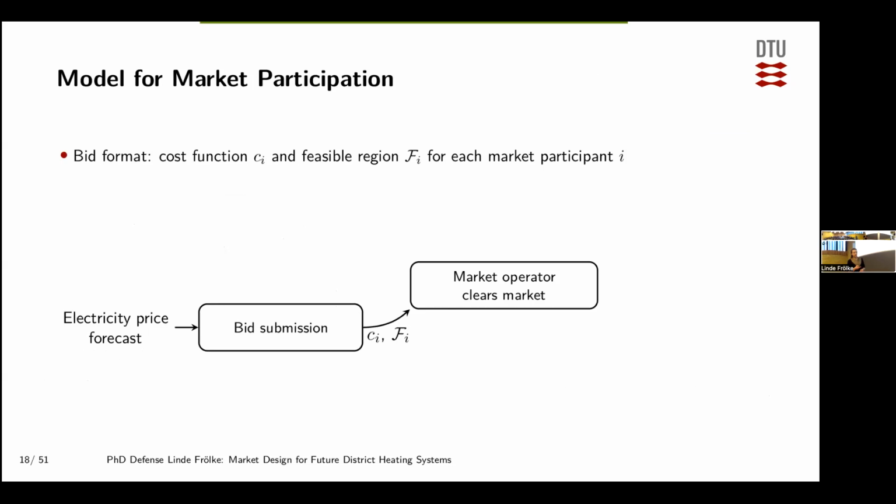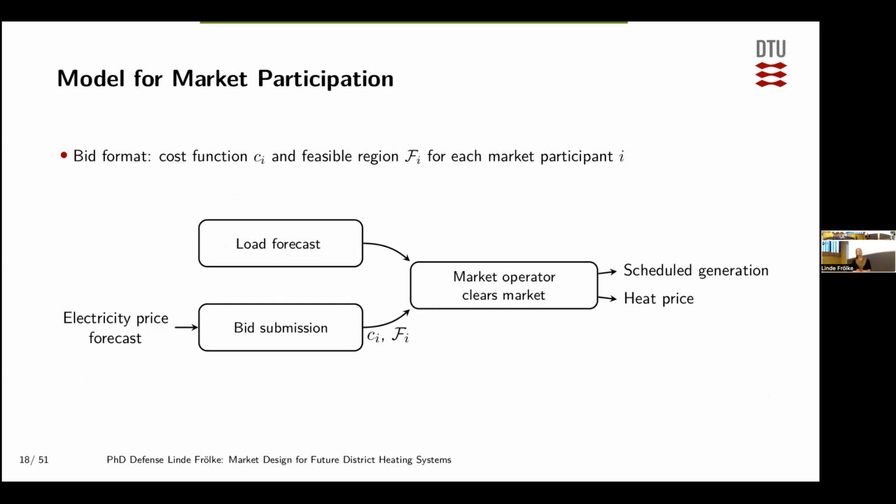In the market participation model, the market operator clears the market. And the market participants, here denoted by I, have to submit bids consisting of a cost function and a feasible region. And these bids are submitted based on the electricity price forecast. And the market operator clears the market based on these bids, but also on a load forecast of the heating system. And when the market operator clears the market, we obtain a scheduled generation for all the market participants for all the time periods considered, and a uniform price of heat for every time period.